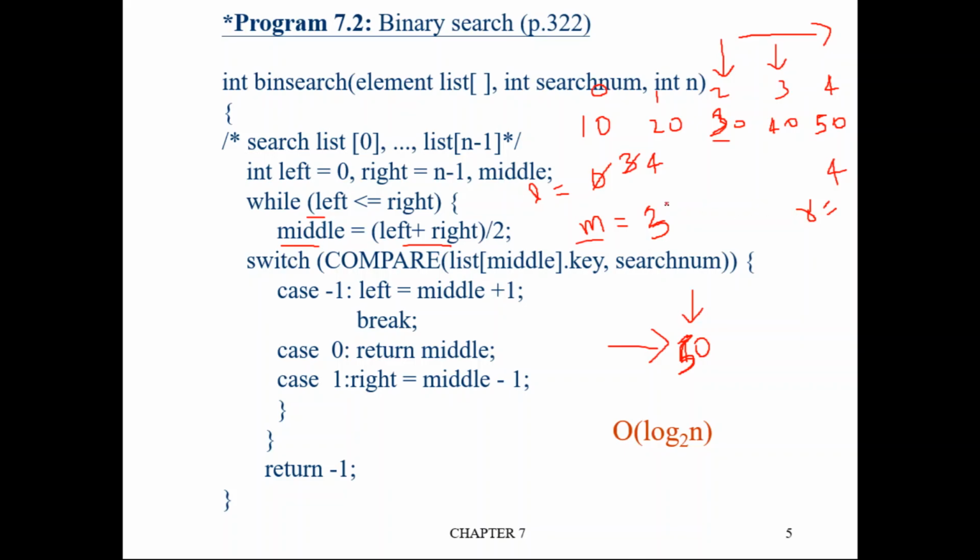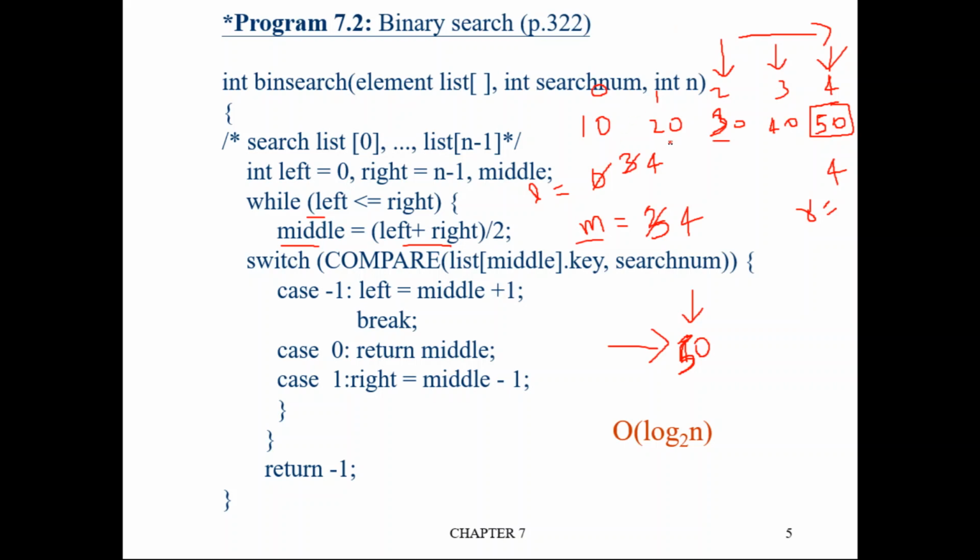Okay. Now once again calculate middle, (left plus right) by 2. 4 plus 4 is 8. 8 by 2 is 4. So middle becomes 4. Now you go and check the fourth location. Is this the element to be searched? Yes. Then come out. So now we have found 50 in just 3 comparisons. If you apply sequential search, you would have done 5 comparisons.